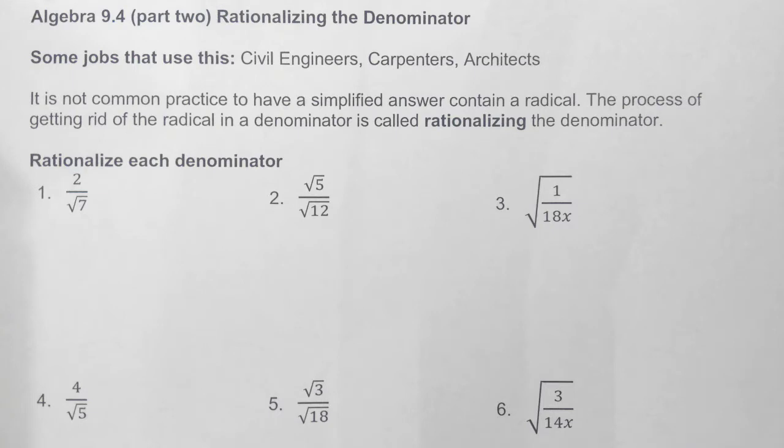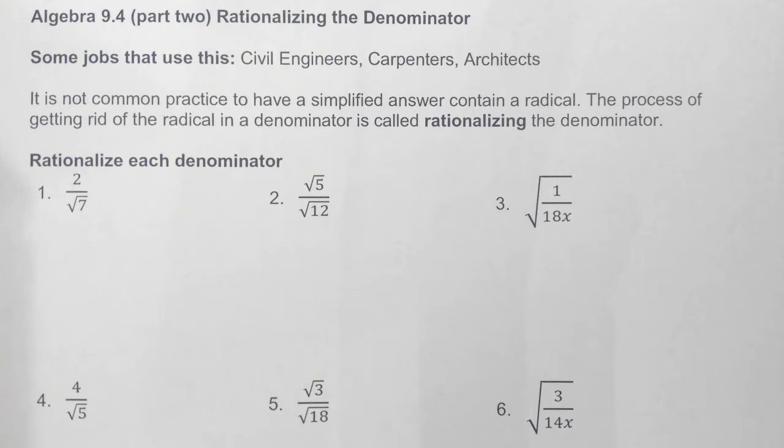It is a great day to be a mathematician. We are going to continue with section 4 from yesterday. We learned how to multiply and divide radicals and then simplify them. Today we're going to do a process called rationalizing the denominator.